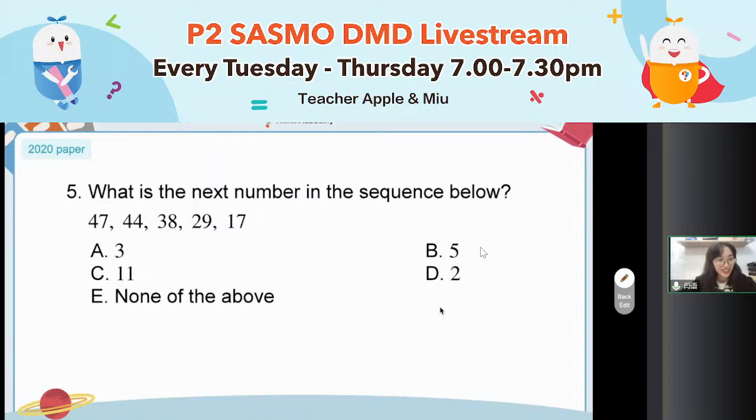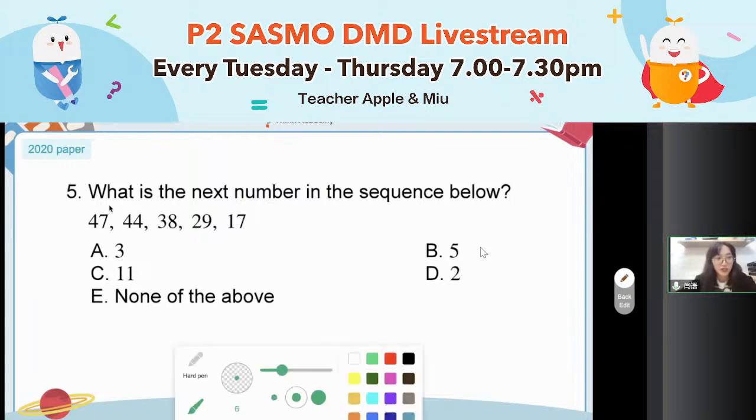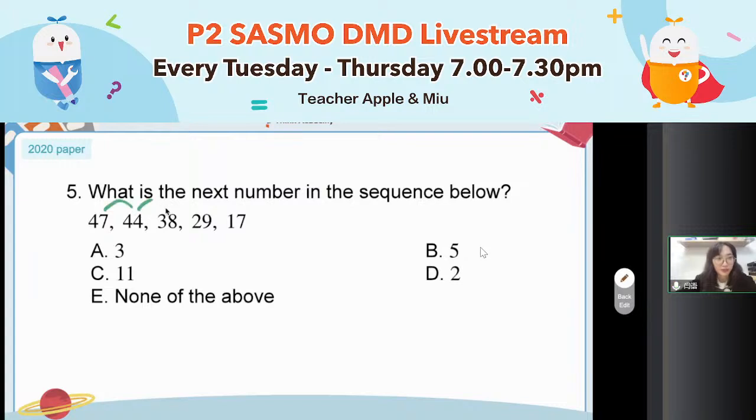Again, different answers? Okay. Again, different answers. I see some of you say 14, 11, D, B. Draw the bridges. Okay, here, everyone. You see that the numbers are getting smaller and smaller, right?